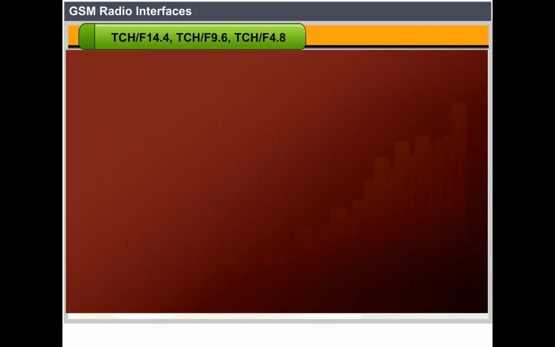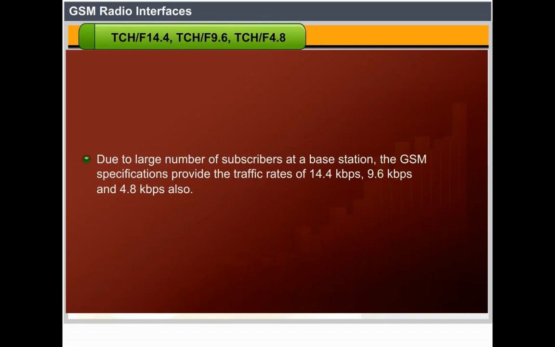TCH/F14.4, TCH/F9.6, TCH/F4.8. Due to the large number of subscribers at a base station, the GSM specifications provide for traffic rates of 14.4 kbps, 9.6 kbps and 4.8 kbps also.